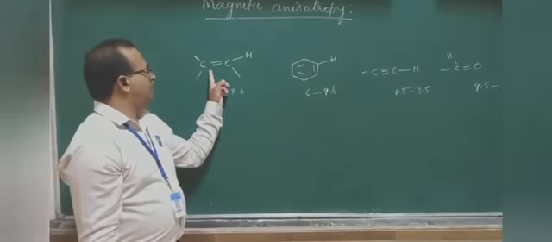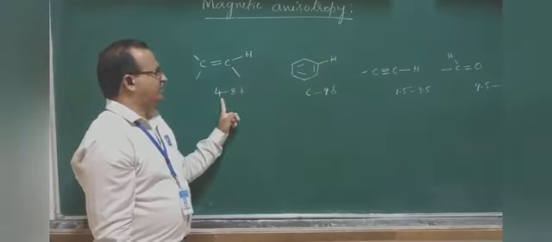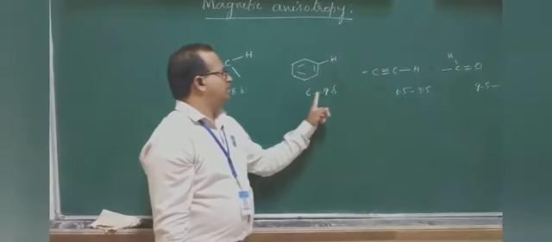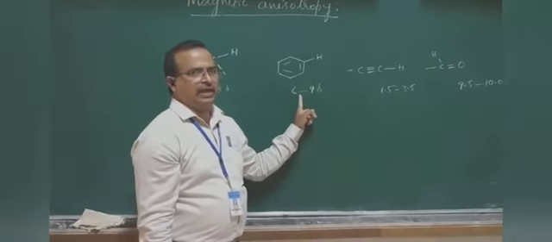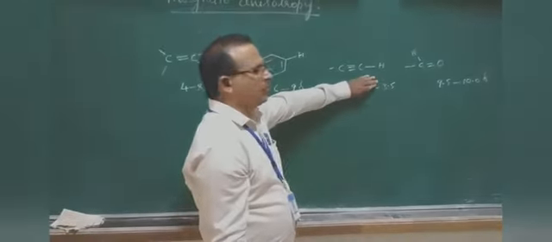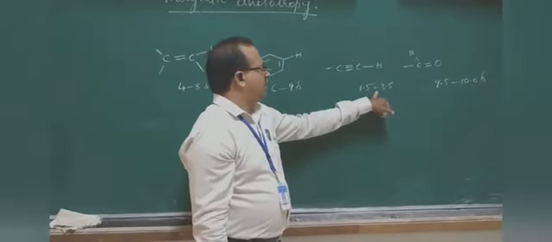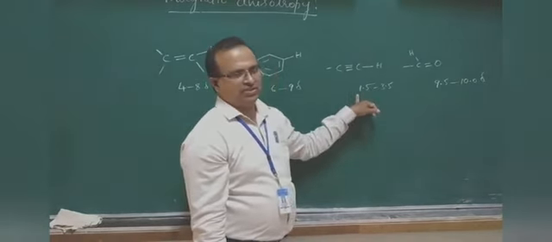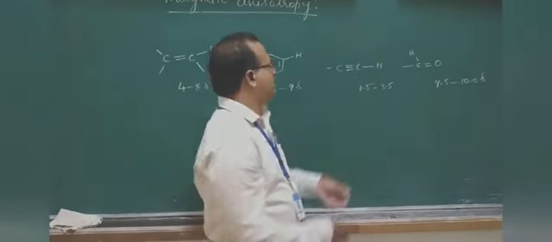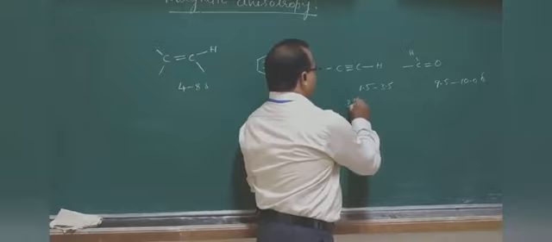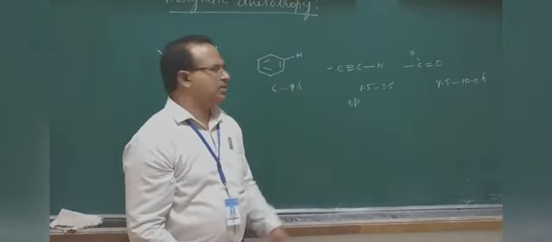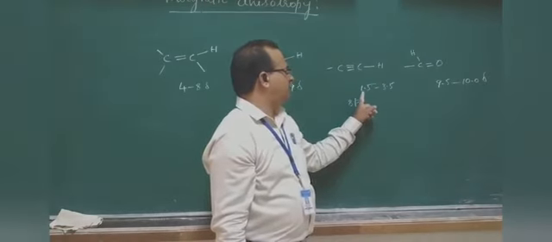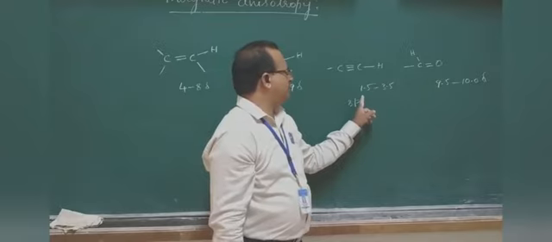For example, here the olefinic protons may resonate at 4 to 8 delta chemical shift values, and aromatic protons will resonate at 6 to 9 delta. For acetylene protons, the observed chemical shift value is less, or the protons are shielded, but here the carbon atom is sp hybridized. It is expected to be more chemical shift value, but the observed value is less than the expected one.